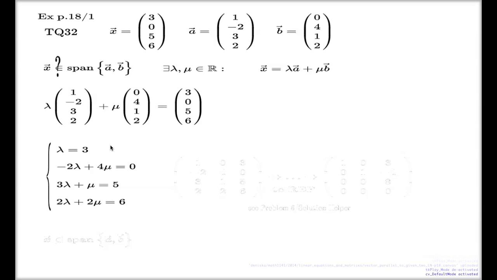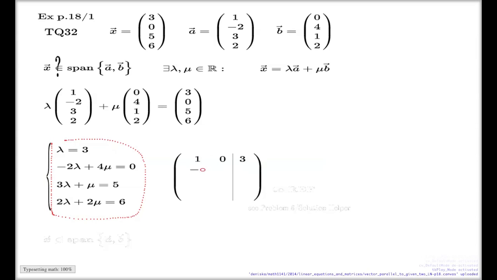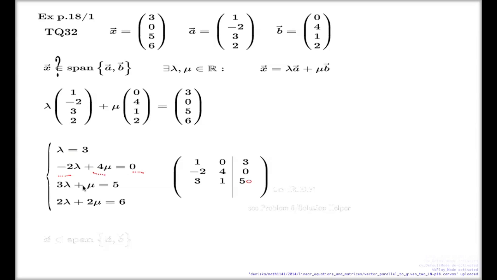And that's a perfect case where the row echelon form is effective. Because if I extract the augmented matrix of this system, it's the first row, 1 for lambda, 0 for mu, 3 right-hand side. That's the second row, -2, 4, 0. Third row, 3, 1, and 5. And the last one, 2, 2, and number 6.